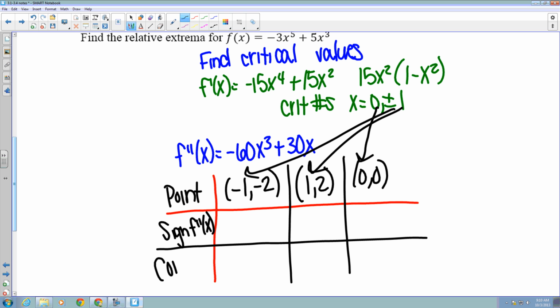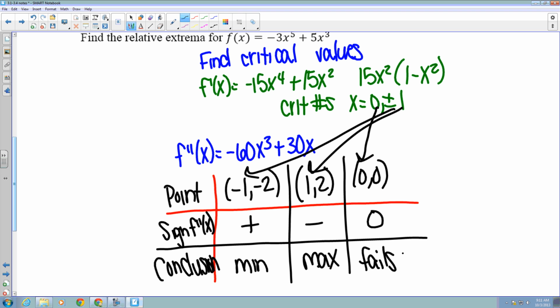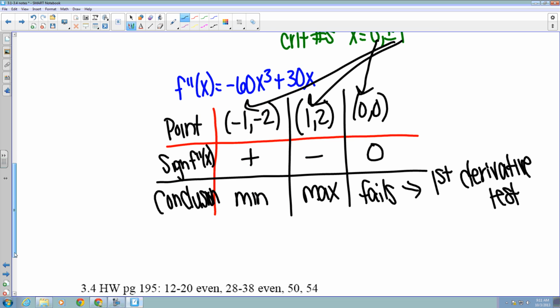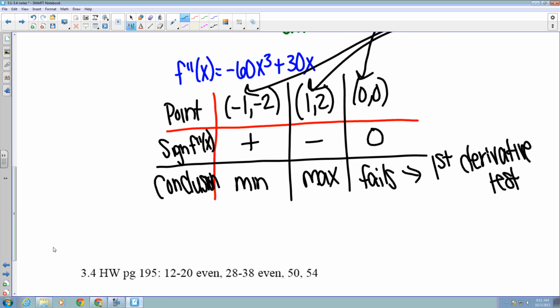So the sign of our double derivative, the first one is positive, second one is negative, and the third one is 0. So this tells us we have a minimum at negative 1, negative 2, a max at 1, 2, but because we got a 0, this fails, so we have to go back and use the first derivative test. Since that was yesterday's lesson, I'm not going to go back and do that, but we need to go back and see what that point actually is. Okay, so that was everything new for section 3.4.